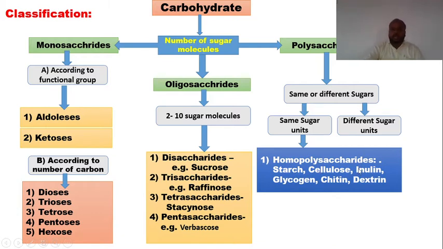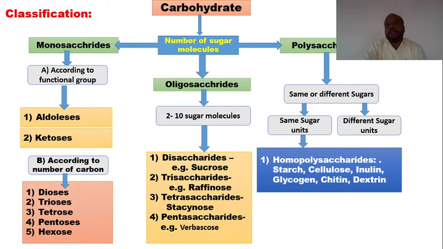And in homopolysaccharide, the well-known example is starch. You all know cellulose, inulin, glycogen, chitin and dextrin. So these are examples of homopolysaccharides.